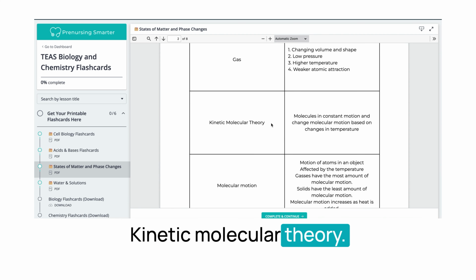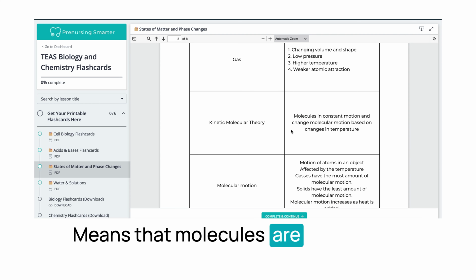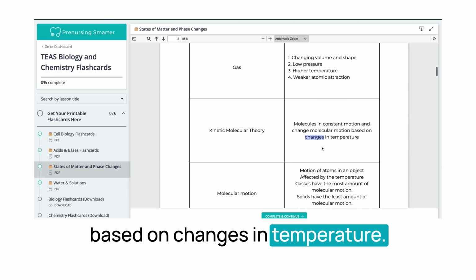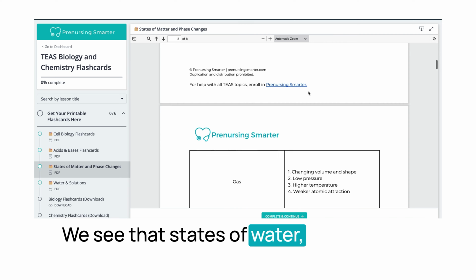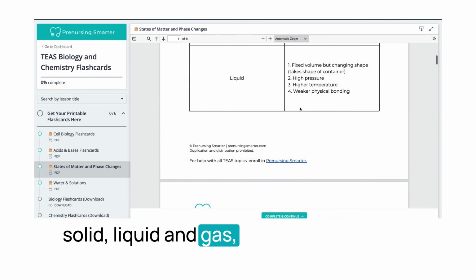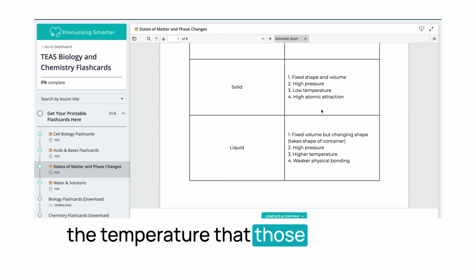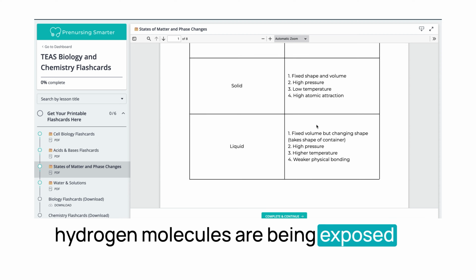Kinetic molecular theory means molecules are in constant motion and change molecular motion based on changes in temperature. So we see that the states of water, for example, solid, liquid, and gas, all change based on the temperature that those oxygen and hydrogen molecules are being exposed to.